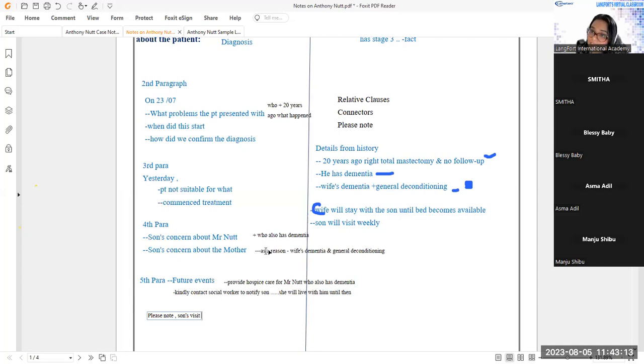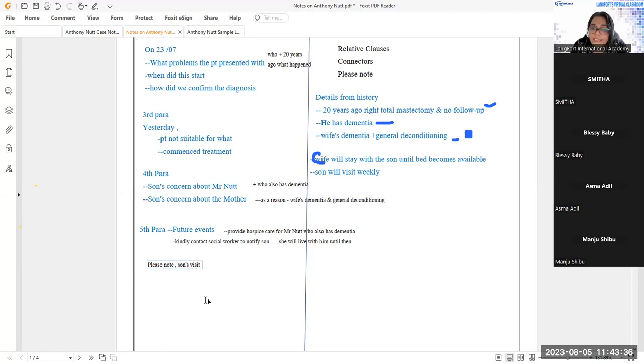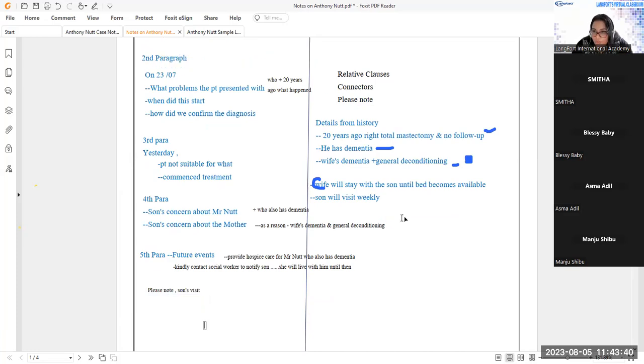Then why is son concerned about his mother? Because she has these 2 problems. So we can connect that. Then wife will stay with him. We are asking the reader to notify the son through a social worker, right? There we can say until you notify, until then she will stay with her son. Then we have one piece of information, that is son's weekly visit to our facility. We don't have any other places to blend it. So at the end, you can use please note. Okay, so are all of you with me? Is this clear?